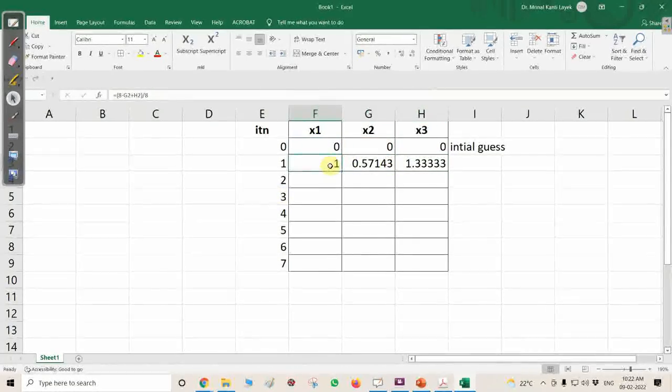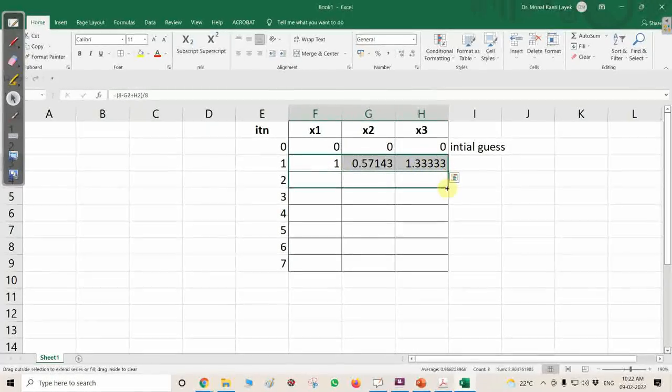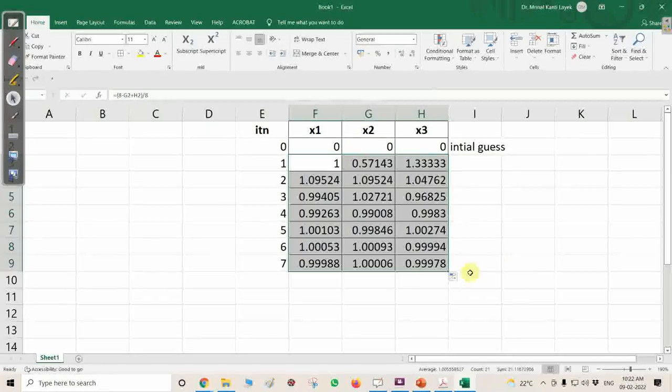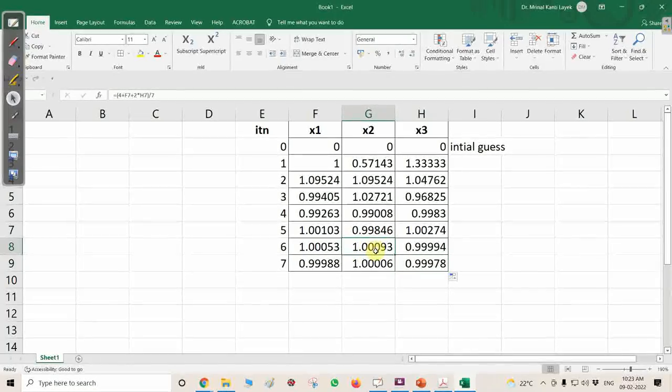Now, what I will do? I'll do this in an easy way. This is the next one. This is third iteration up to seventh iteration. See here, you can see that at this iteration, I told you to consider up to third decimal point. So you can see up to fifth iteration, these values are almost similar.